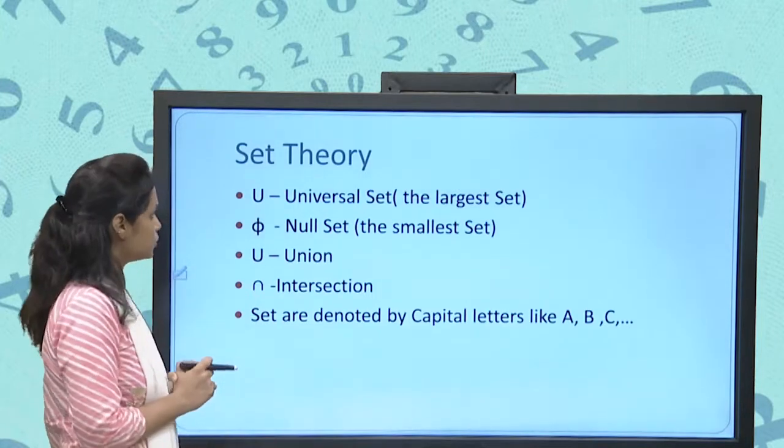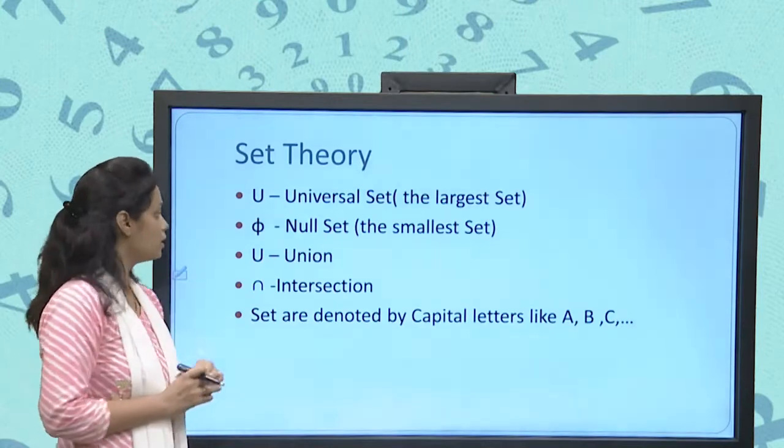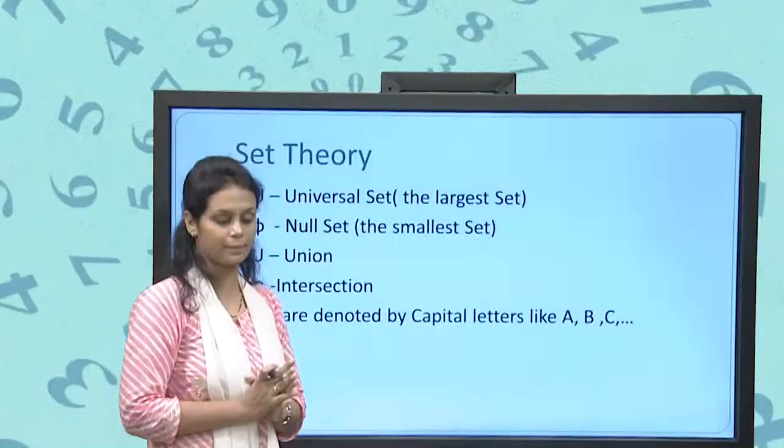What is U? It is the universal set. We can consider it as the largest set. Phi is the null set, the smallest set. Phi doesn't contain any value. U is the symbol of the union. This is the symbol of the intersection. Normally the sets in set theory are denoted by capital letters.